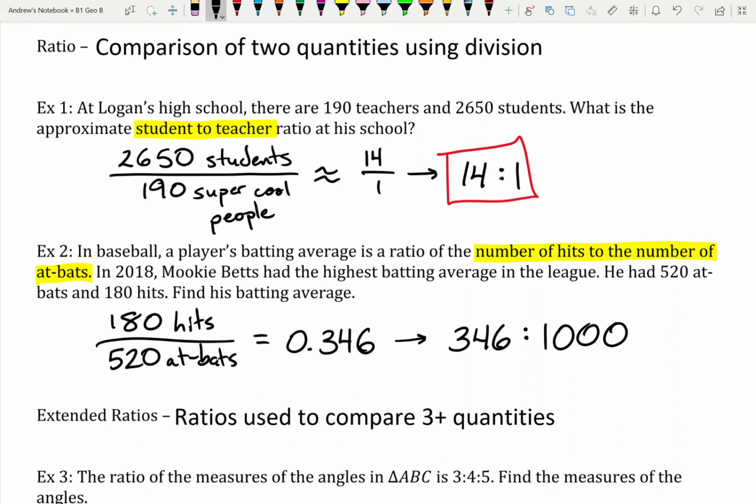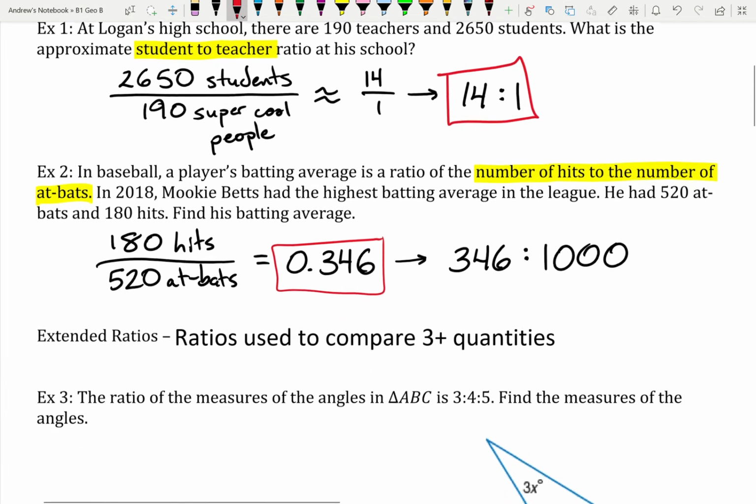Right, so if you're somebody that's into baseball, whenever they're saying oh, they're batting 500 or you're batting 1,000, that's really what's going on. It's saying that for every, in this case, 346 hits, that means that he must have been at bat 1,000 times. So sometimes it can be nice to have things as a decimal because it portrays the same information as a fraction or a ratio would.